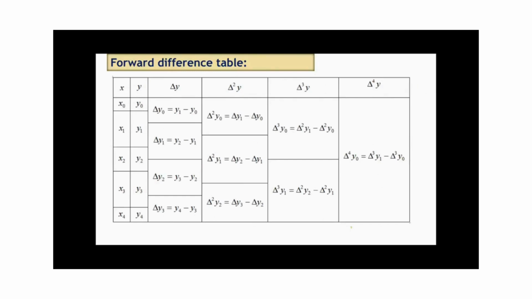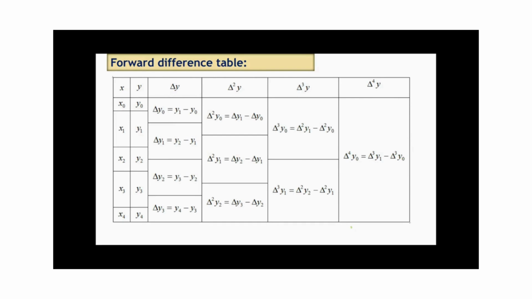In the first column we have the x values. In the second column we have the corresponding y values. The next column contains the forward differences: delta y, delta squared y, delta cube y and delta power 4 y.